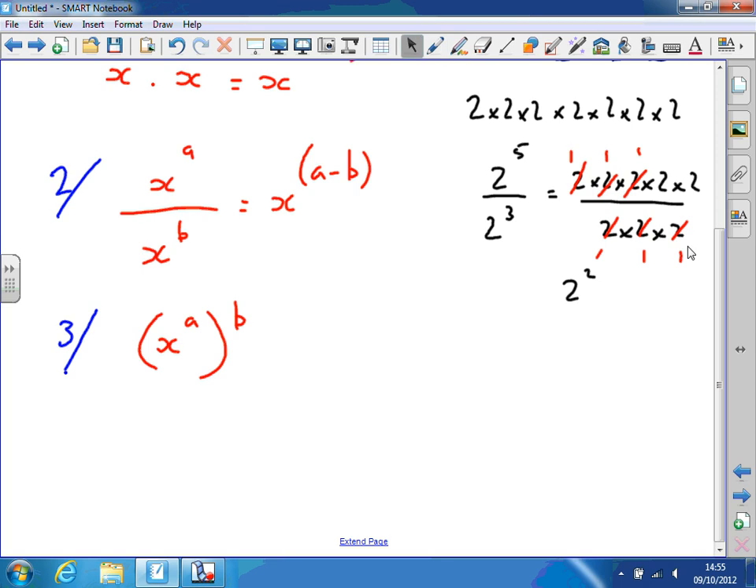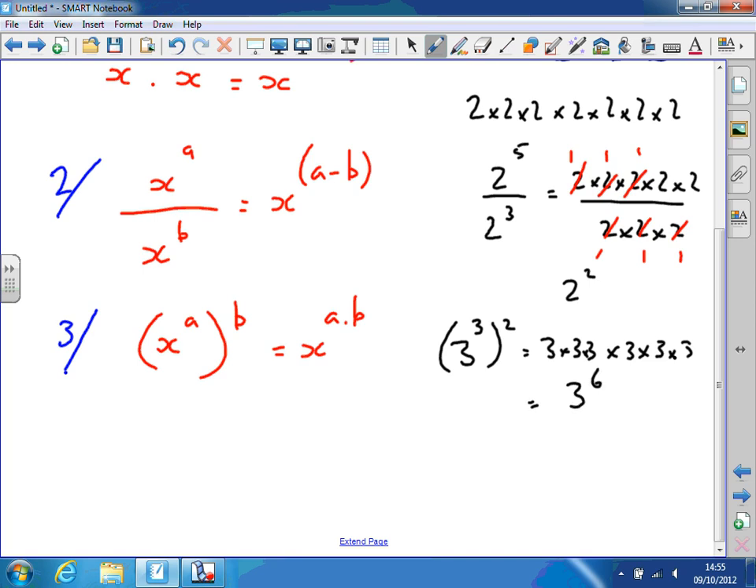X to the a raised to the power b is x to the a times b. You just multiply them together. For example, 3 cubed squared would be, you can probably see it from this, 3 times 3 times 3, which is 3 cubed, but times by itself again, so it's times 3 times 3 times 3. So we've got actually 6 3's multiplied together, 3 to the power 6. So we actually just multiply the power, 3 times 2 is 6.